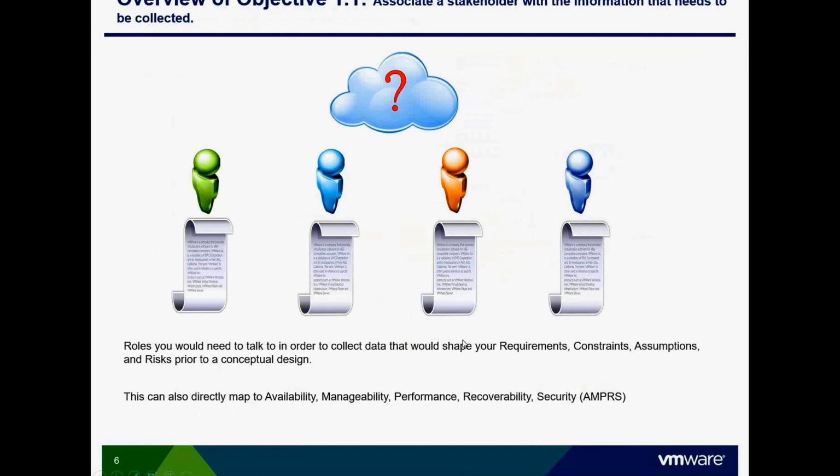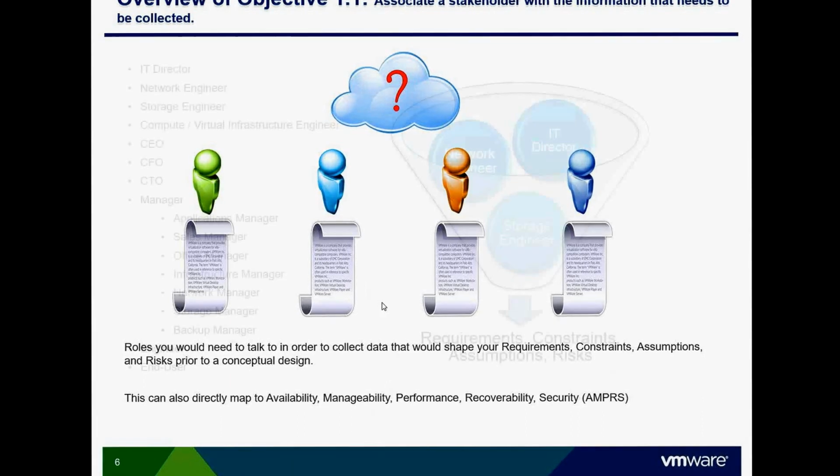So as we work through the chapters, and as you get other people doing presentations on the other objectives in the DCD, you're going to see these marry together a bit. And especially if you pass your DCD and move on to the VCDX, this is a huge critical part of your design: making sure that your requirements and constraints also marry up to the availability, manageability, performance, recoverability, and security aspects from your stakeholders' requirements.